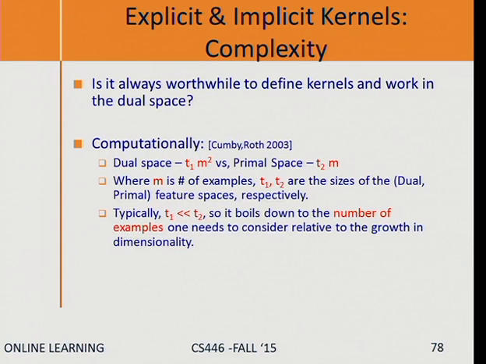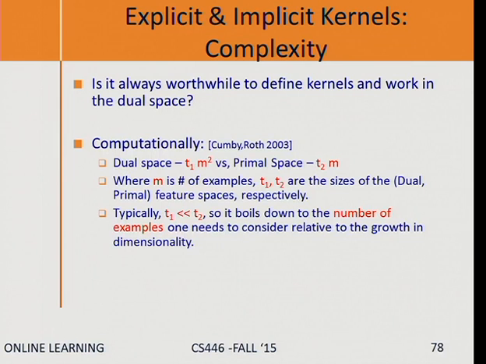Okay, so what happens in the dual space? Every time I touch an example, I'm going to touch T1 features, but I'm going to do it m squared times because I'm going to touch all pairs of examples, right? When I work in the dual space, I touch pairs of examples every time. So it's going to cost me about T1 times m squared. On the other hand, if I'm in the primal space, just running perceptron as is, it's going to cost me T2 for every example, but I'm going to touch every example once. So it's about T2 times m. And here you can see the trade-off, right?